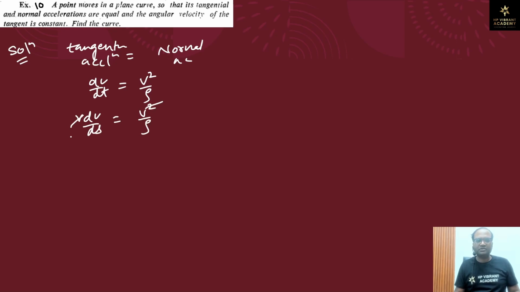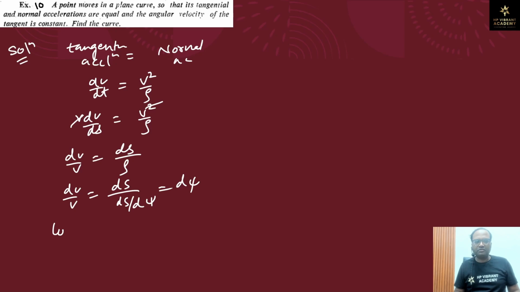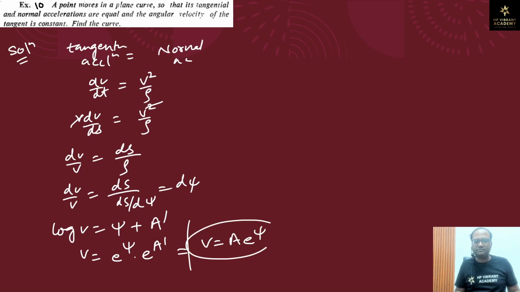So v gets cancelled. So we have dv upon v is equal to ds upon rho. So we have dv upon v is equal to ds upon d psi, which is equal to d psi. So we have log of v is equal to psi plus a dash. So we have v is equal to e to the power of psi times e to the power of a dash. So v is equal to a e to the power psi.